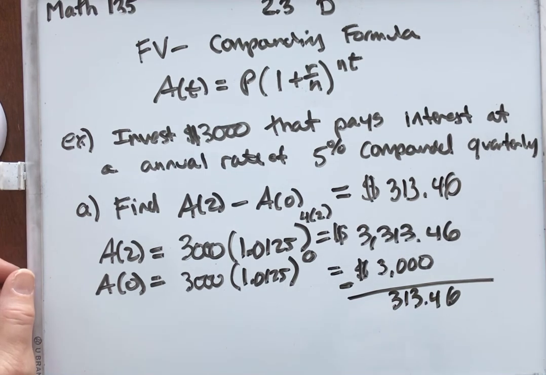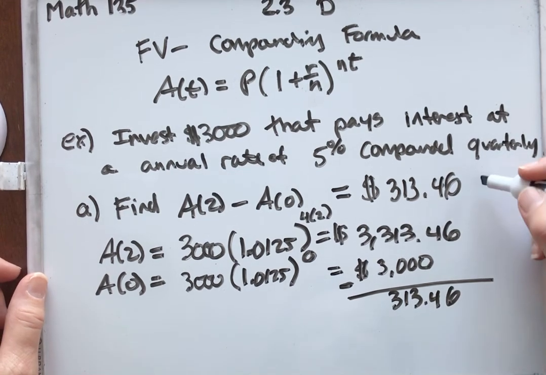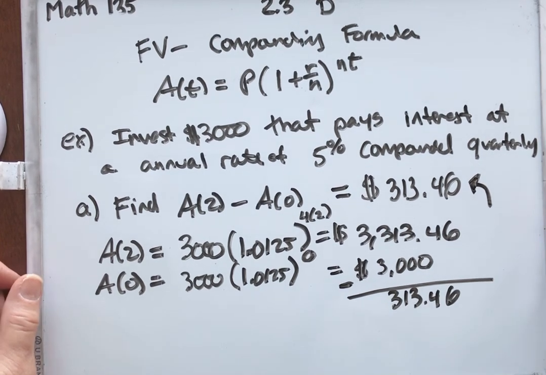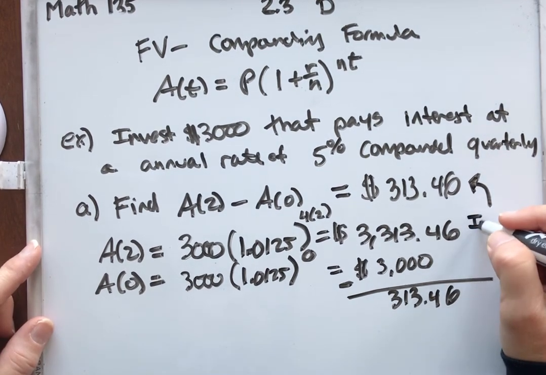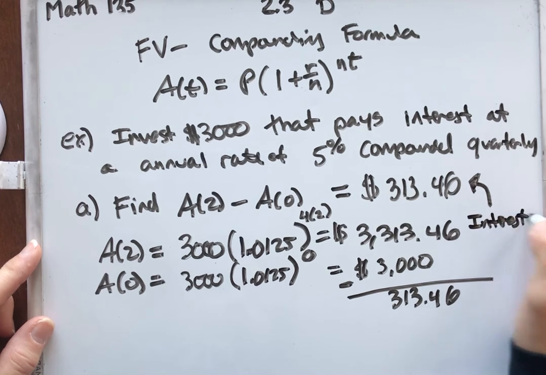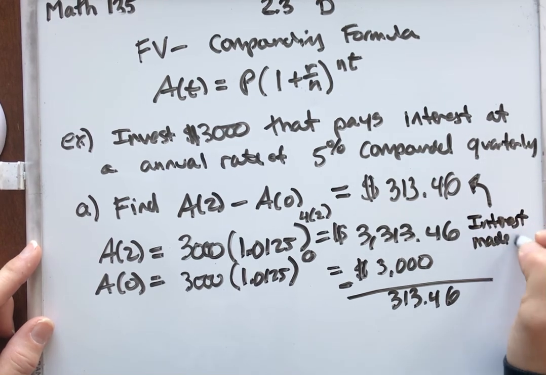$313.46. Now, what does this represent? They're going to ask you what this represents in words. It represents the interest made in 2 years.